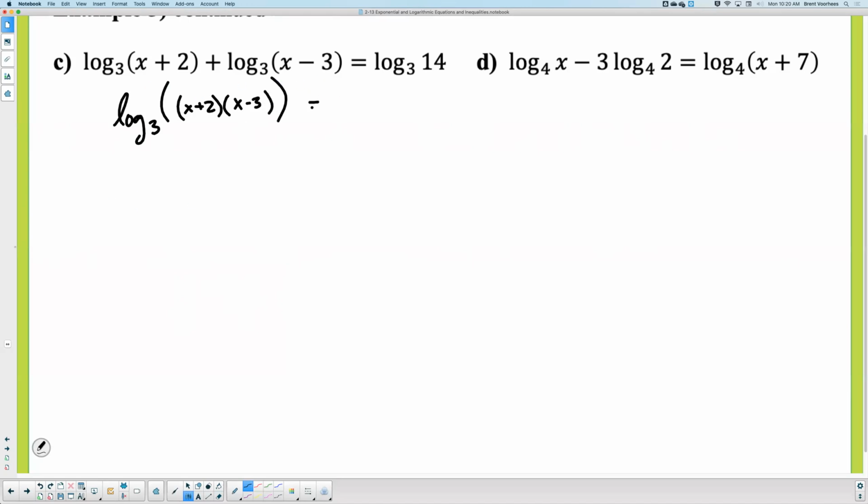And what property is that? The product property there. That is the product property. So let's simplify. We've got a trinomial.